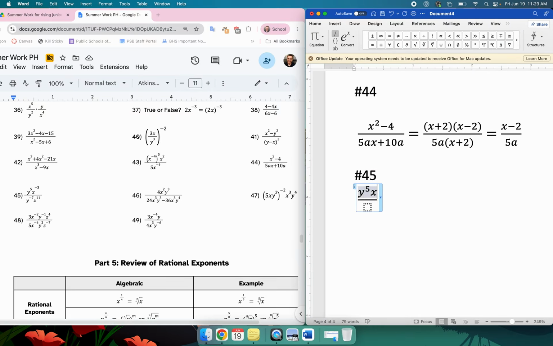Number 45, we have y to the 5th, x to the negative 3 over y to the negative 7, x to the 11th. I would say, again, negative exponents mean that the object switches between top and bottom of the fraction. So the y to the 5th is staying where it is because it has a positive exponent. The x to the 11th is staying where it is because it has a positive exponent. But the x to the negative 3, that guy is going to go downstairs because it has a negative exponent, and the exponent is going to become positive. This y to the negative 7th, that guy is going to go upstairs, and the exponent is going to become positive.